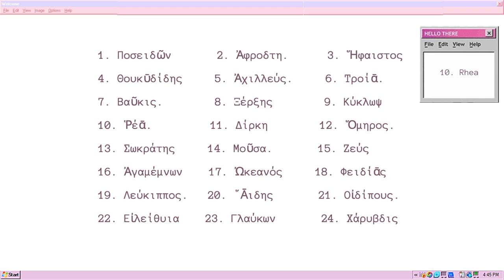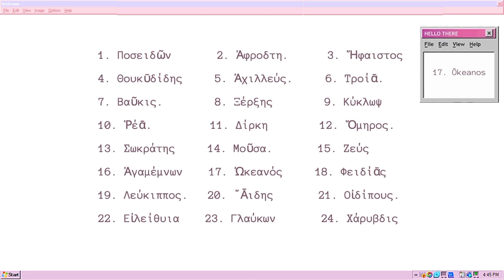Number 10 is Rhea. 11 is going to be Dirke. 12 is going to be Homeros. And if you see, it doesn't start with an H, but by that rough breathing, we know that there's going to be an H before that O. And this is going to be Socrates, one that most people probably know as Socrates. And then for 14 we have Musa. And then 15 is Zeus. 16 is going to be Agamemnon.